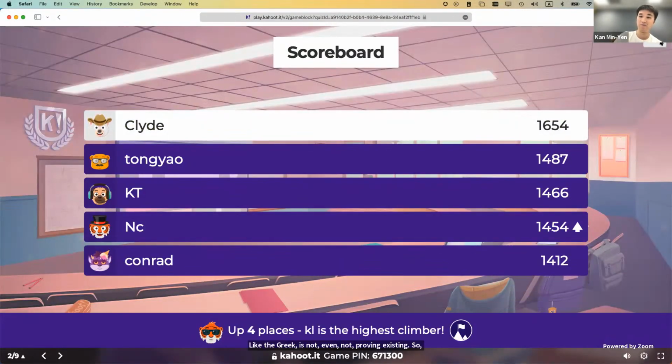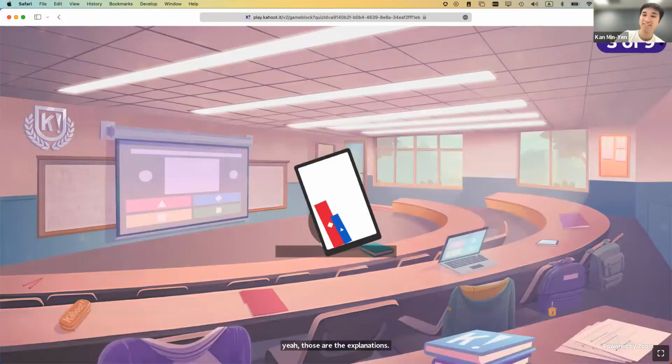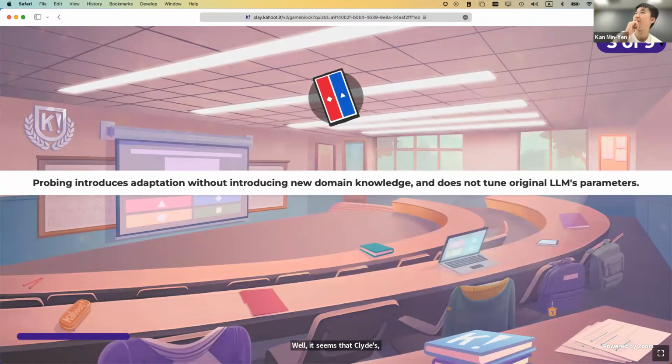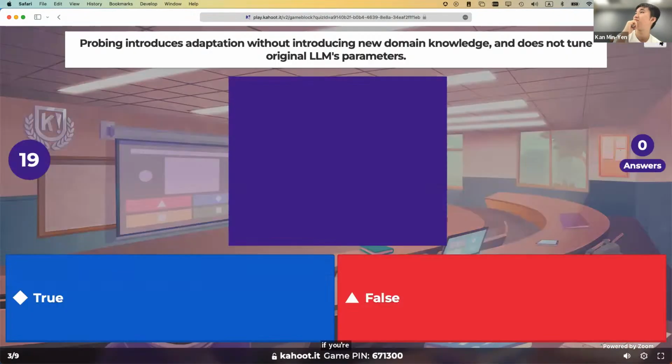So it seems that Clyde is still first, and the podium hasn't changed. So the question is true or false, and it asks whether probing introduces adaptation without introducing new domain knowledge, and does not tune the original LLM's parameters.